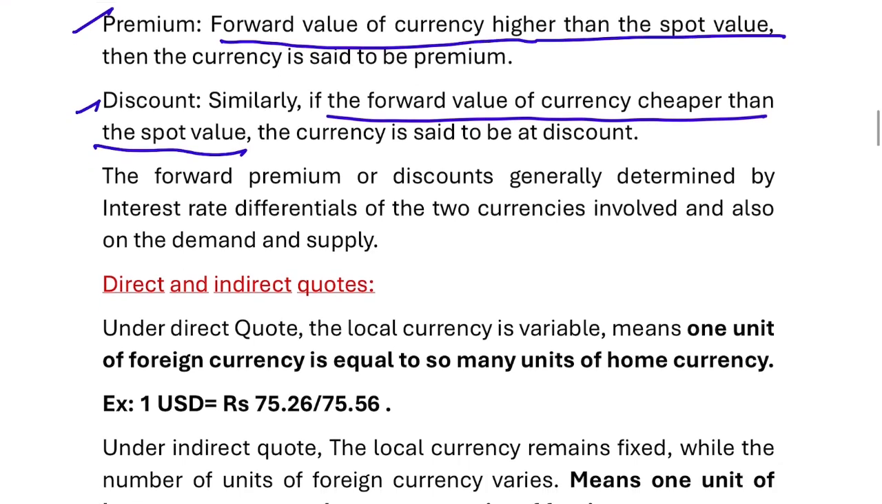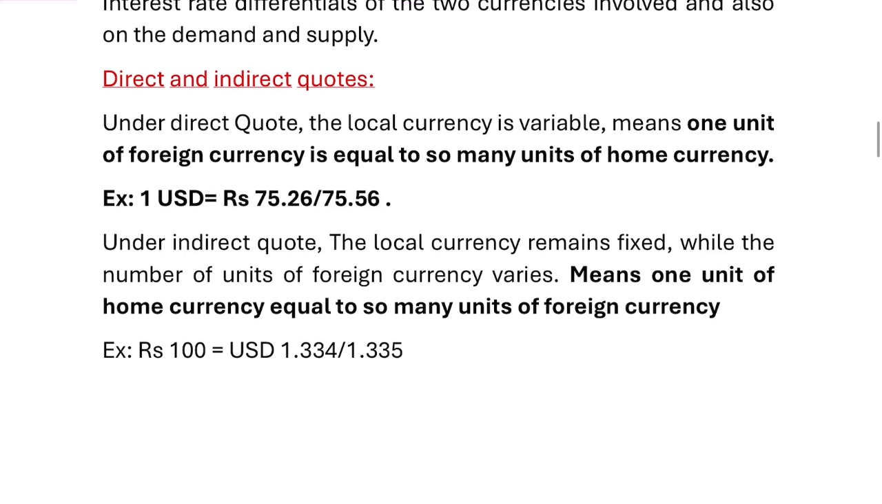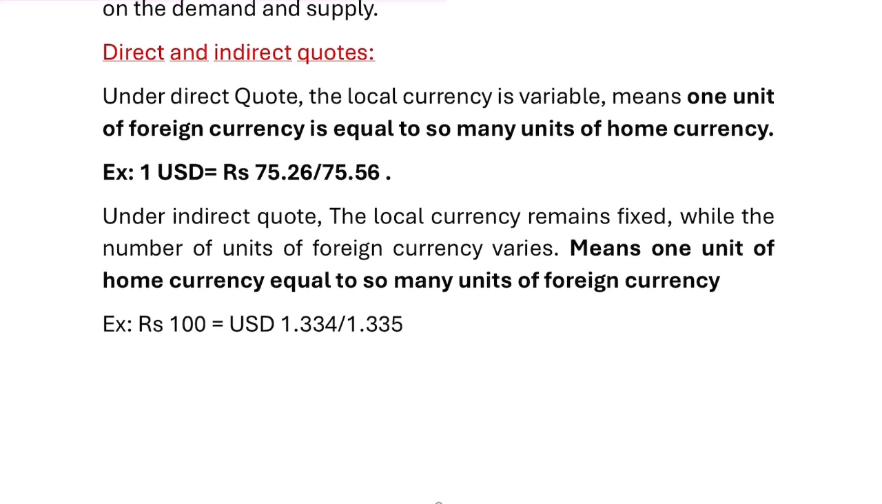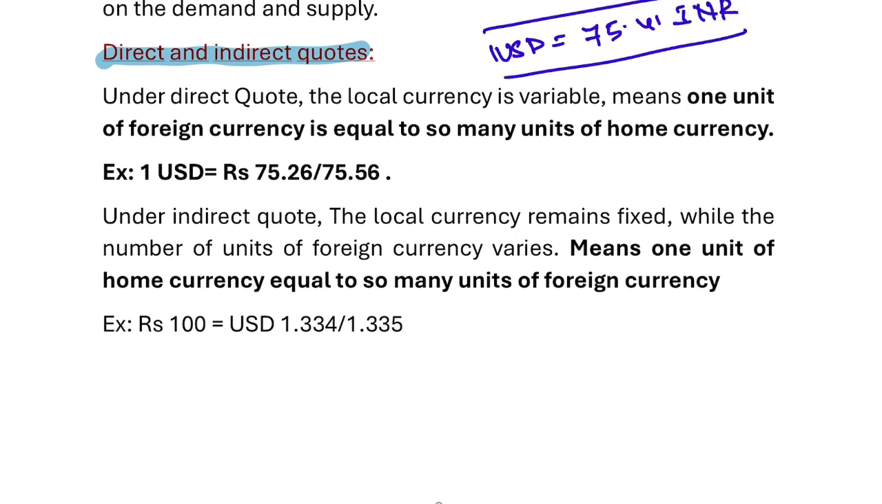Got it? And a very important term is direct and indirect quotations. This is an important term and we should know it. What are direct and indirect quotations? I already told you I am purchasing US dollars. Then we describe it as 1 US dollar is equal to 75.41 INR. Let's suppose we call it a direct quote, right?